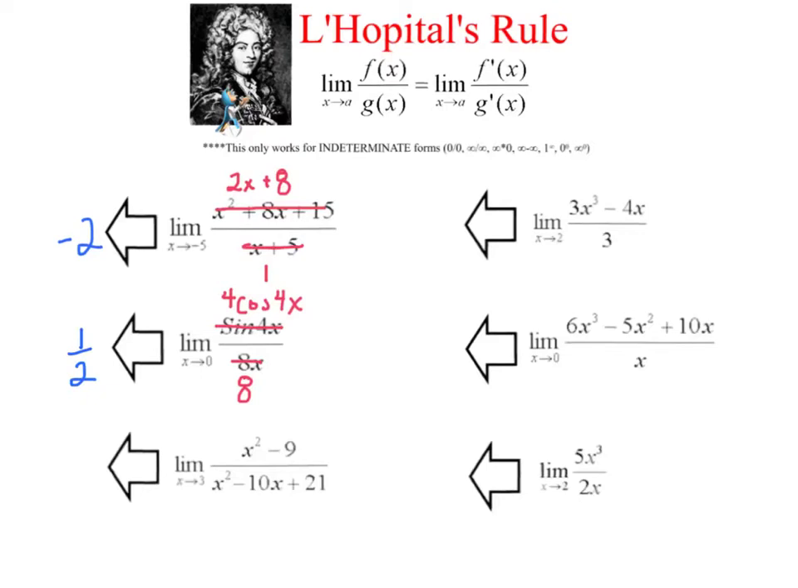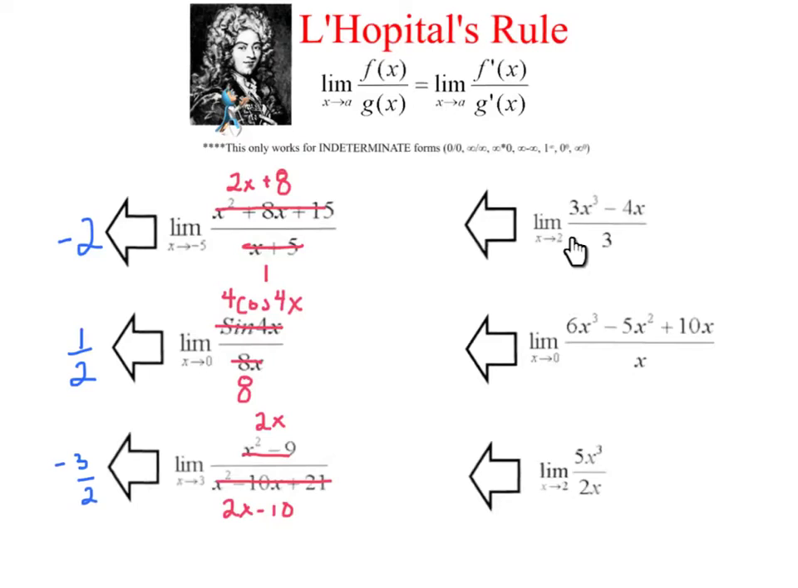Next, plugging in 3, we get 0 over 0. So the derivative of the top is 2x. The derivative of the bottom is 2x minus 10. Plug in 3 again, we get 6 over negative 4. 6 over negative 4 reduces to negative 3/2. So it's really saving us the work on the ones we had to factor. Okay, all right, next one.